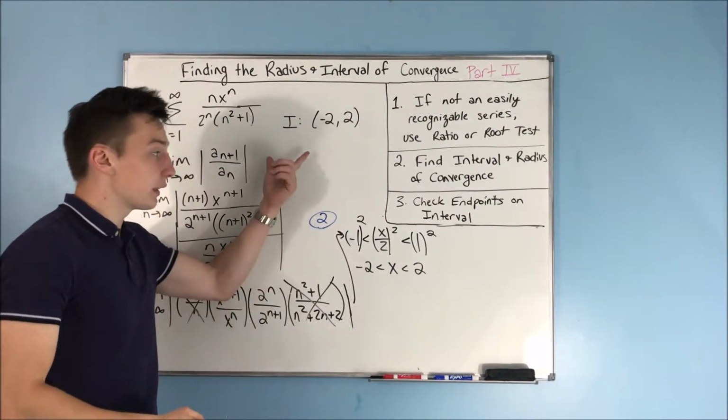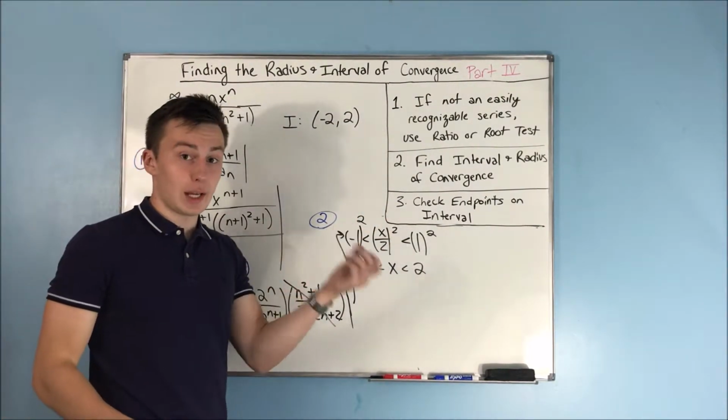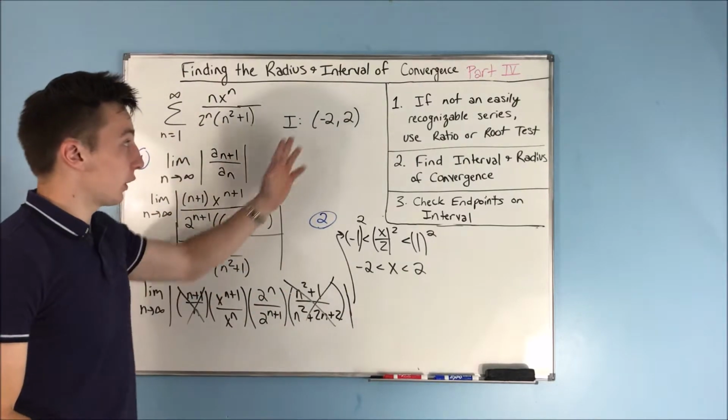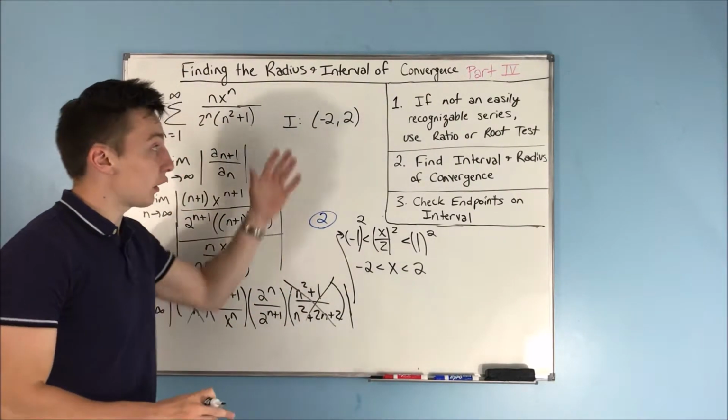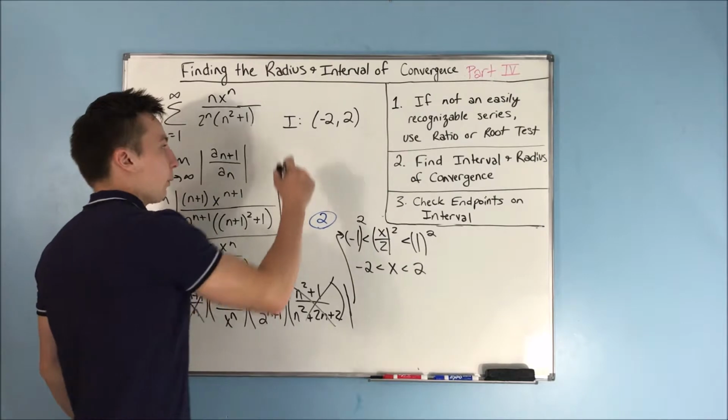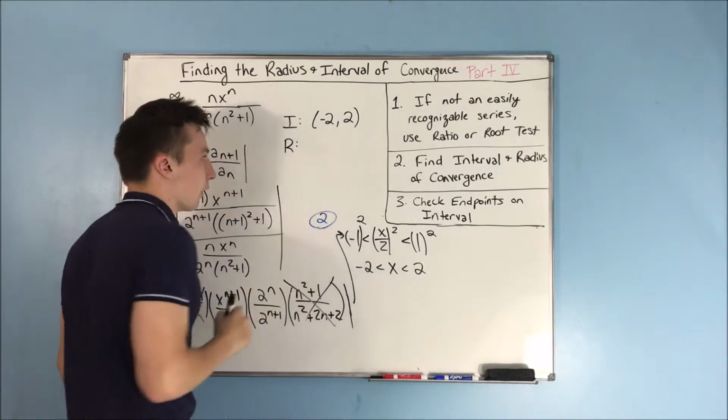Now I say starting because we have to kind of refine this when we check the endpoints of the interval. We've got to see if we're going to include either one of these. So that's not our final interval yet. Now we also got to find the radius, okay?